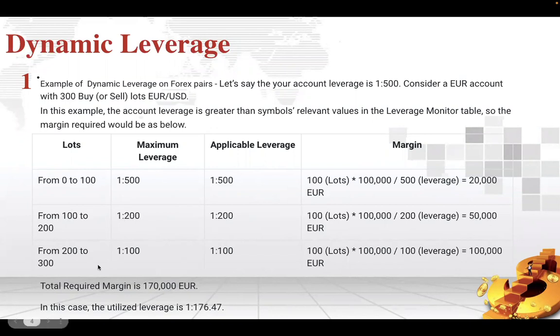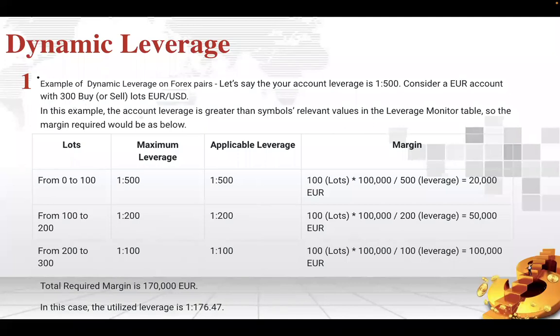And then the last 100 lots will be traded with the maximum leverage of 1 to 100, and they need 100,000 euro as a margin. So the total required margin is 170,000 euro. And if you calculate it right, you can see that in this case, the utilized leverage is 1 to 176.47. So it means that for this kind of orders, as you can see, 300 lots, 400 lots, even more, maybe 107 lots, something like that.